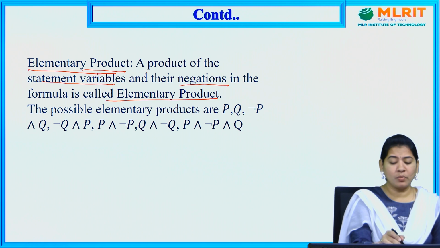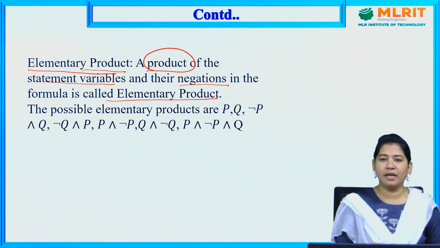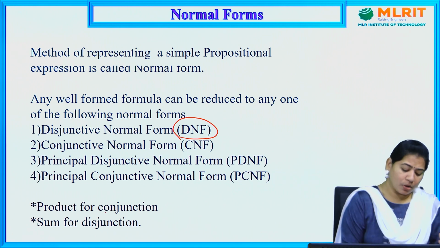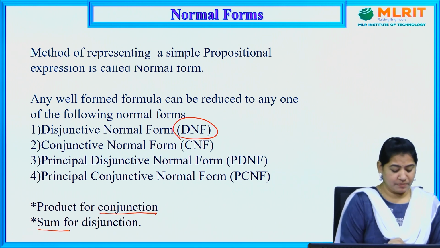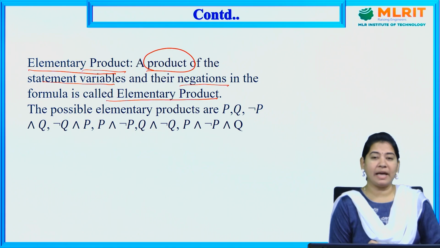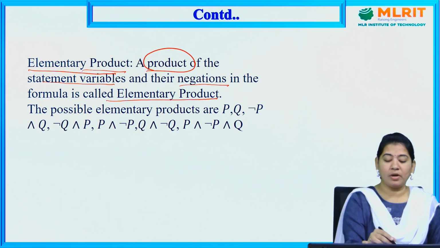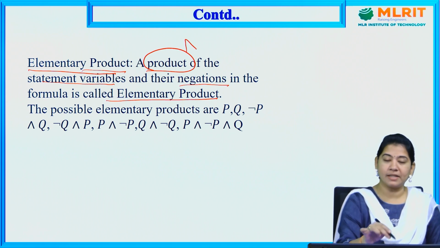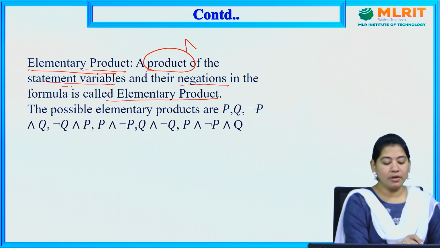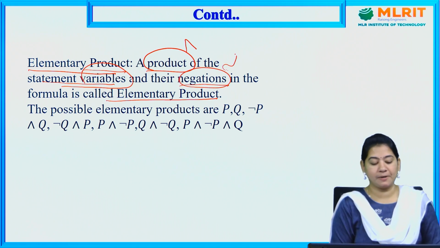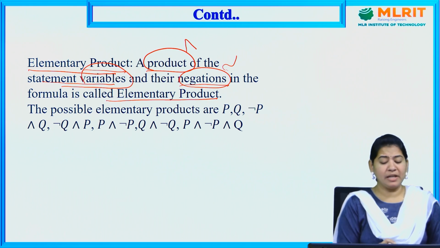What is meant by a product? We already discussed that product means conjunction, and sum means disjunction. So a product of the variables and their negations. Always remember product is nothing but conjunction, and its representation is AND. The product of the statement variables and their negations in the formula is called an elementary product. So what are the possible elementary products?